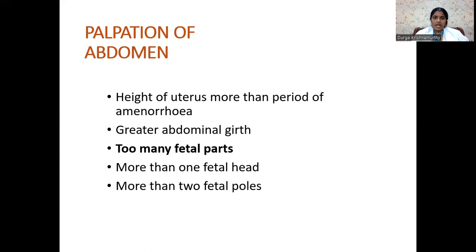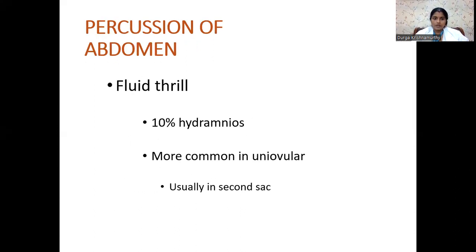Palpation of abdomen: the height of the uterus is more than the period of amenorrhea. Greater abdominal girth, too many fetal parts, more than one fetal head, more than 2 fetal poles. Percussion of the abdomen: fluid thrill may be present due to associated hydramnios in 10% of the cases. More common in uniovular twins, usually in the second sac.